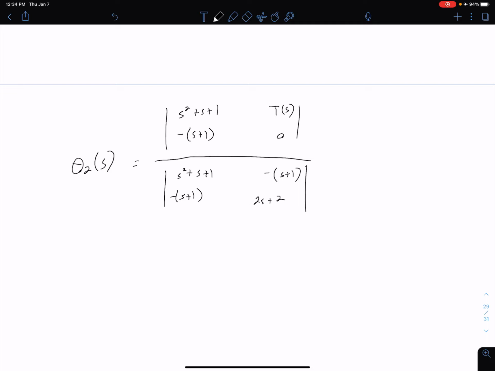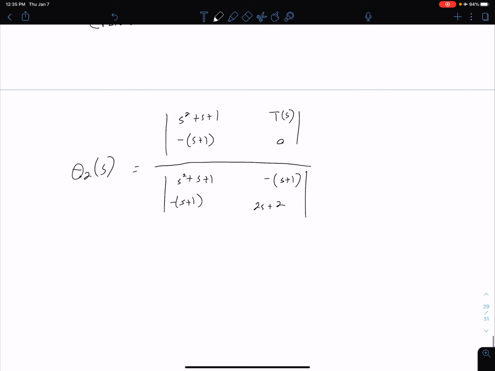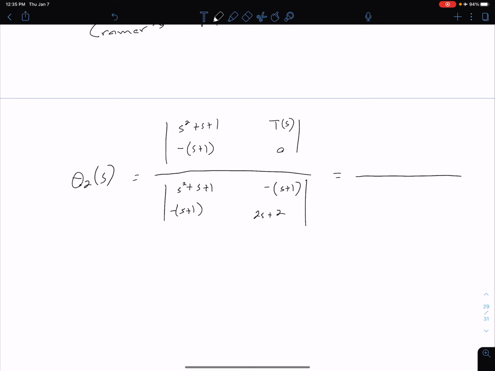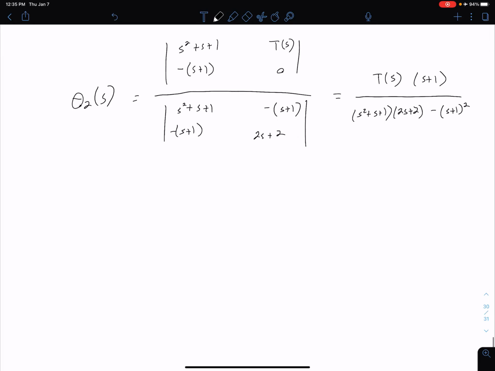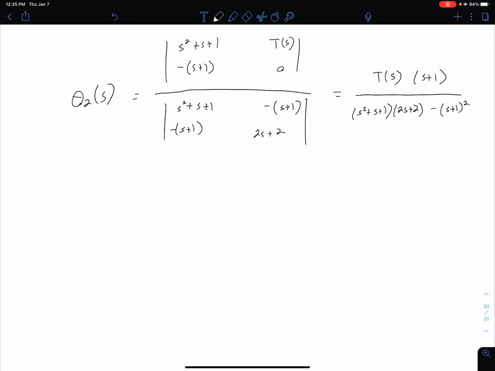Taking the determinants here, we see that it's a little simpler than even what we saw in the previous example for our translational system. We have this times 0, so that goes away, and we're left with our T of s times this value here. So in our numerator, we just have T of s times s plus 1, and in our denominator, we have s squared plus s plus 1 times the quantity 2s plus 2 minus the quantity s plus 1 squared. Again, relatively simple, but maybe a little more algebra than some of us would like to do.